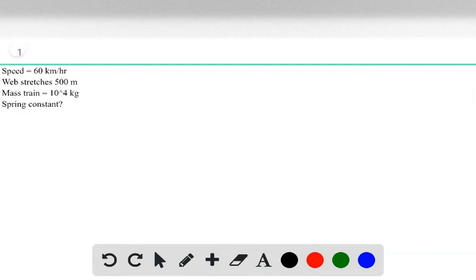Hey everyone, this is question number 72 from chapter 6. I'm a fan of this question because it's about Spider-Man.